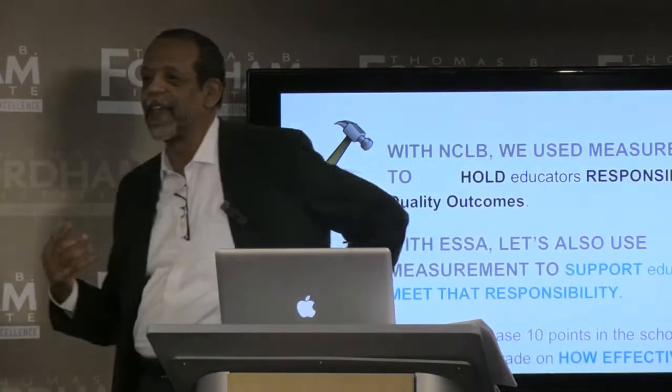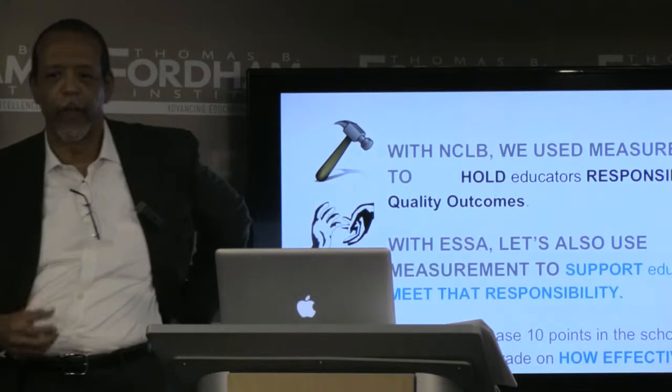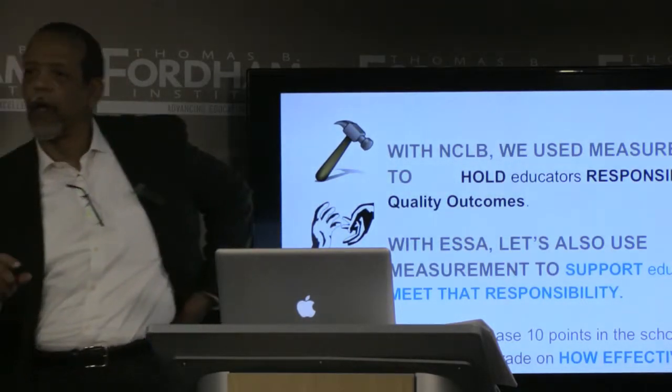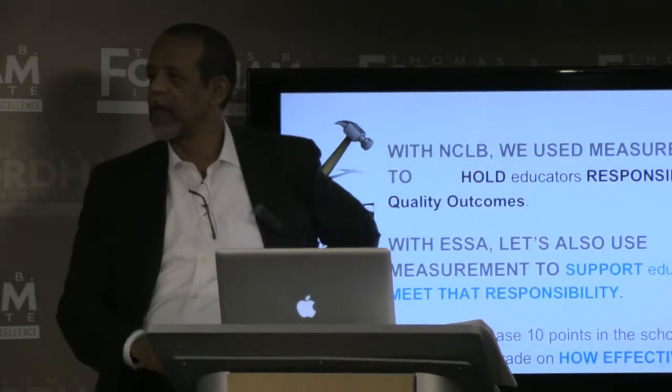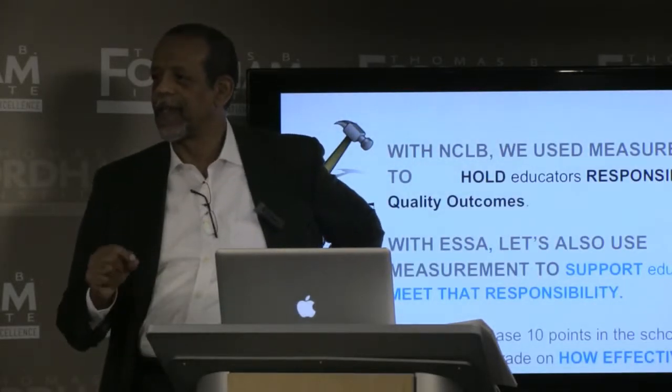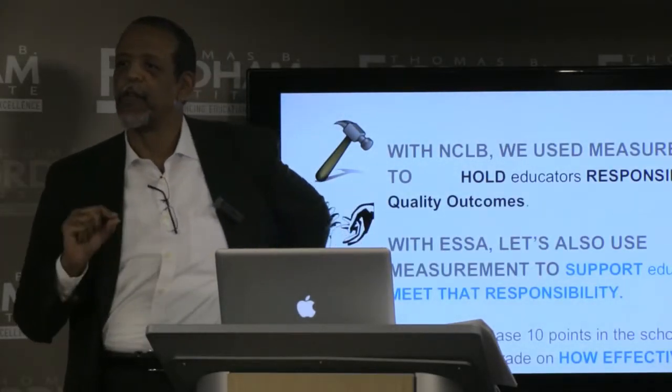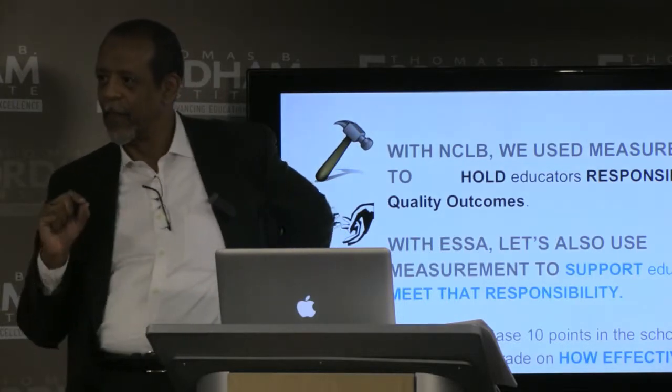What I'm suggesting is that out of 100 points in the formula, at least 10 points should go not to measure exactly what the rating is on teacher and student surveys, but instead how effectively schools work to use those ratings for school improvement.